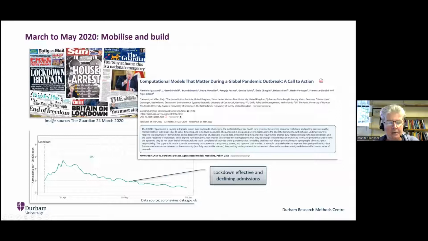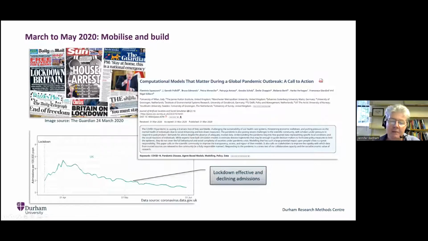And then on the 23rd of March, the lockdown happened. This was the following day's newspaper headlines: Boris Johnson saying stay at home, the Sun saying everybody must stay, house arrest, in not at all dramatic style, and end of freedom and so on.